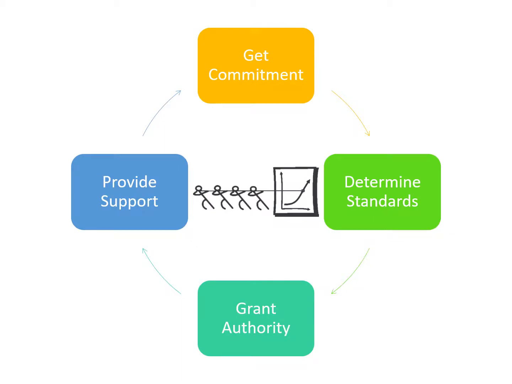After you have communicated the task and furnished the context, you also need to get commitment, determine standards, grant authority, and provide support. When you get commitment, that means you are reaffirming that the employee understands the commitment they are agreeing to by completing the task, and making sure that they actually want to do the task.